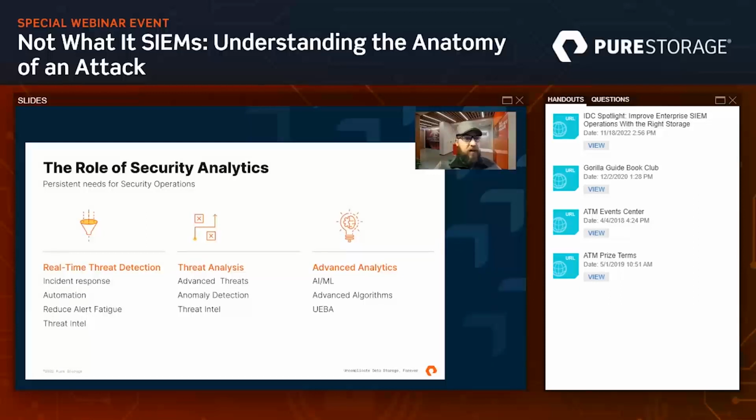UEBA, User Entity Behavior Analytics, right? That's the people piece of it. We want to see what those people are doing, make sure that they're healthy, make sure that they're happy, and move on. So those are a number of things on this slide that sort of take this web and give you pillars, right? Real-time threat detection, analysis, intelligence, analysis. It's so important we said it twice.